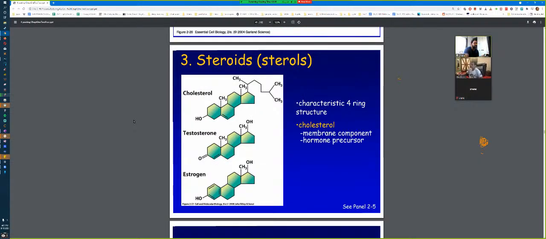So, that's all they have for steroids. I guess the only thing you can add that I didn't have was that it's a component of the membrane.